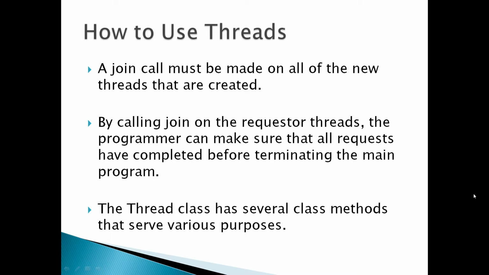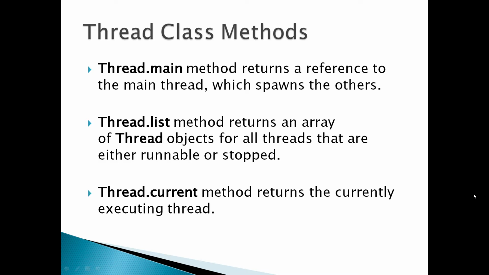The Thread class has several class methods that serve various purposes. The Thread.main method returns a reference to the main thread, which spawns the other threads. The Thread.list method returns an array of thread objects for all threads that are either runnable or stopped. The Thread.current method returns the currently executing thread.